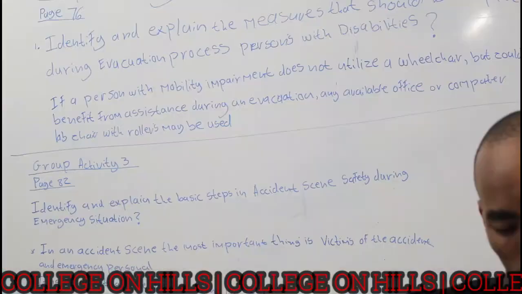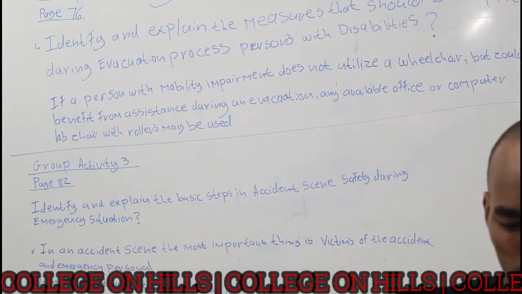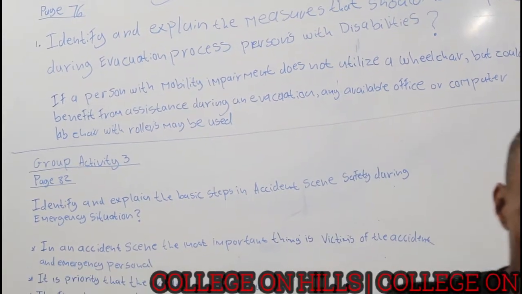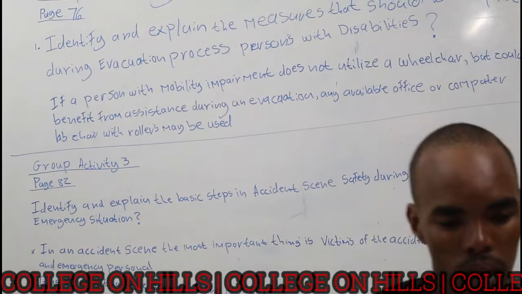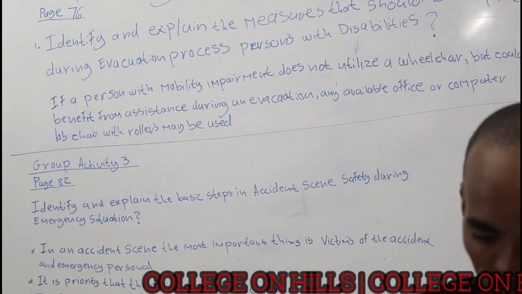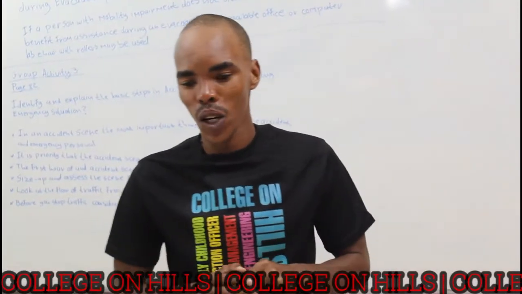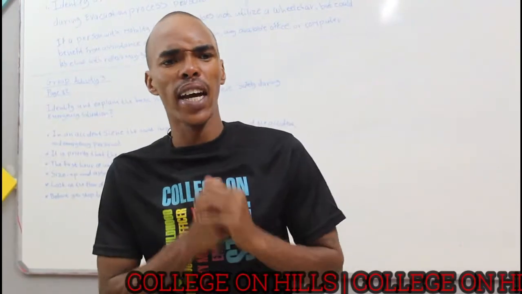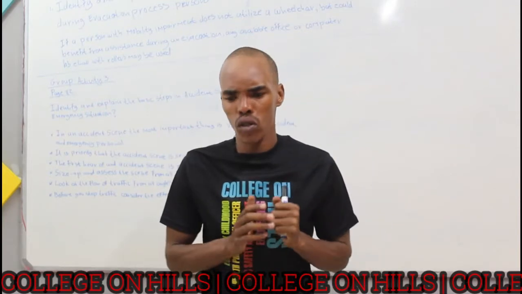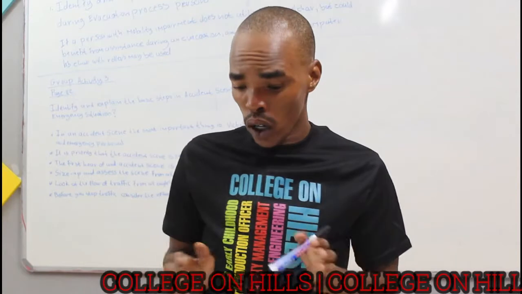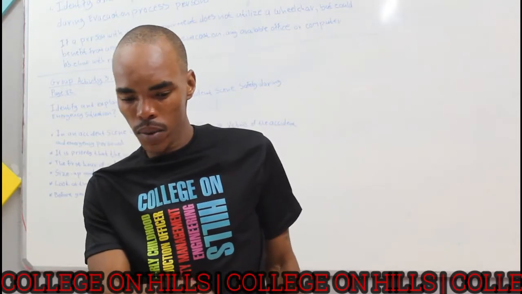It's on page 76. It says, identify and explain measures that should be in place during the evacuation process of persons with disabilities. So guys, in terms of the evacuation process of people with disabilities, we all know people with disabilities need help most of the time. So in an emergency situation, we're going to need to be all hands on deck to deal with it. And here I'm on page 75.